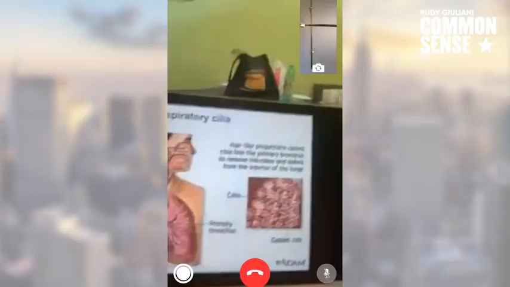So in everyone's lungs, there are cells that protect the lungs by cleaning up debris, right? Yeah, can you see me? I want to show you something. Yes, I can see you. Can you see this picture? Yes, I can see the picture.